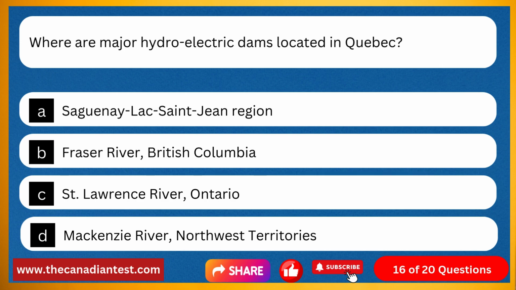Question 16. Where are major hydroelectric dams located in Quebec? Option A, Saguenay, Lac, Saint Jean region. Option B, Fraser River, British Columbia. Option C, St. Lawrence River, Ontario. Option D, Mackenzie River, Northwest Territories.